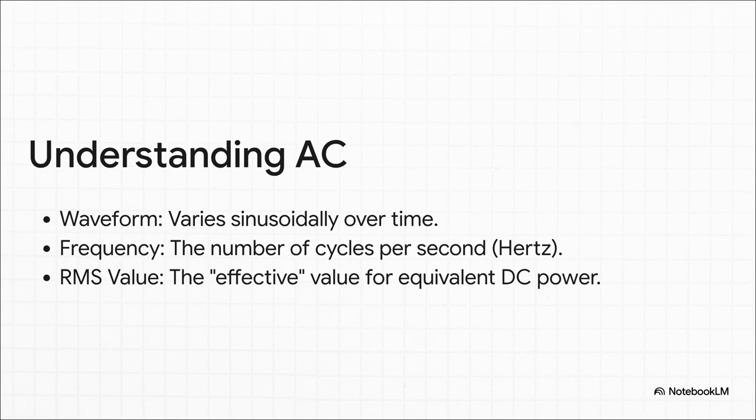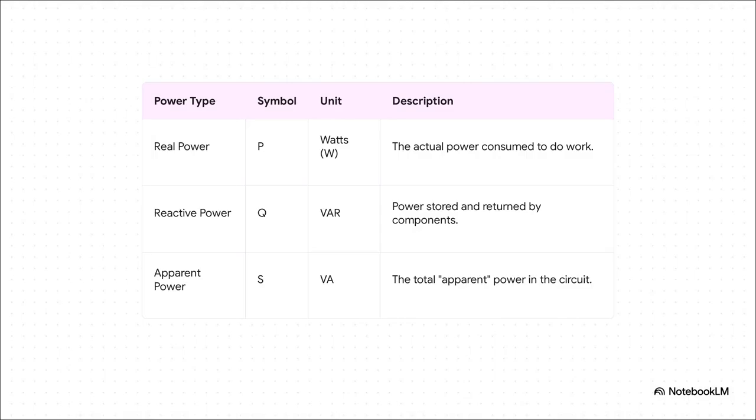We get frequency, which is just how many times the wave repeats per second. And we get the RMS value, which is a really clever way to talk about the effective power of an AC signal, comparing it to its DC equivalent. In the AC world, power isn't just one thing. There's real power, the stuff that actually does the work, like heating a stove, but there's also reactive power, which is energy that's just borrowed and returned by components to build electric and magnetic fields.